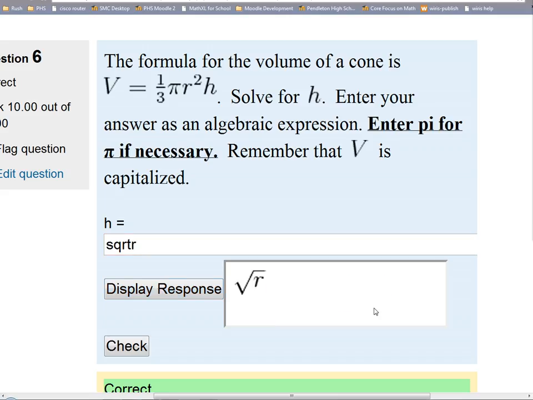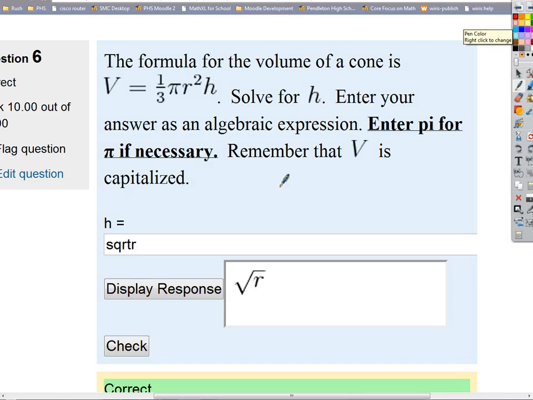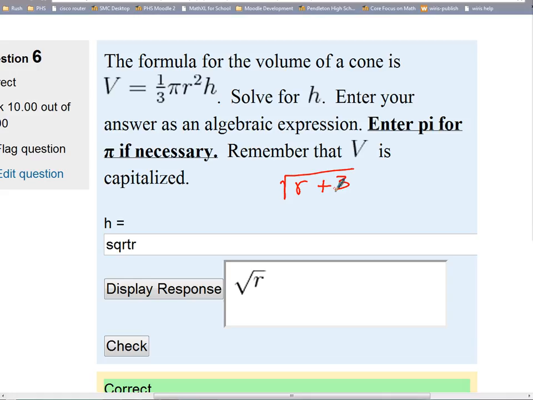Now, what if I want to do this? Say I want to write the square root of r plus 3. How do you suppose I could put all that stuff inside the square root?